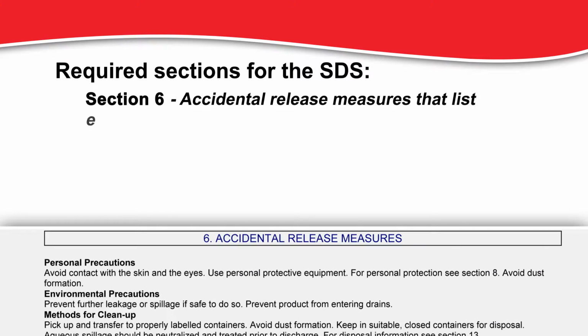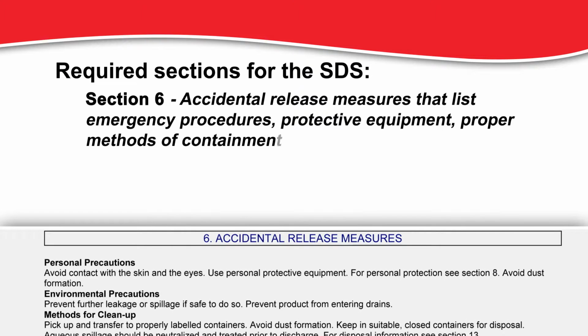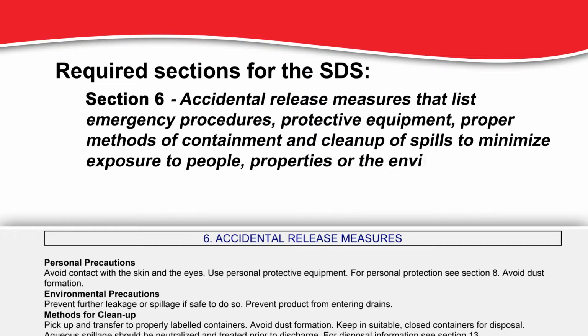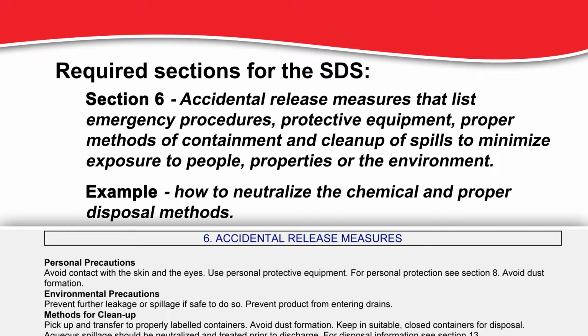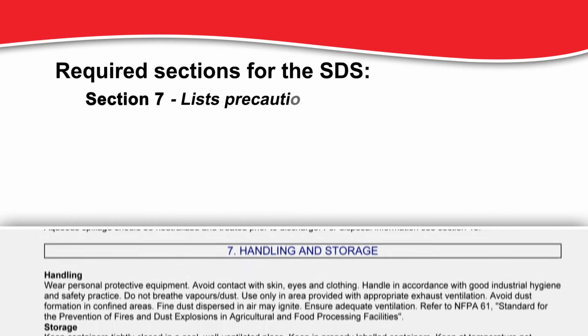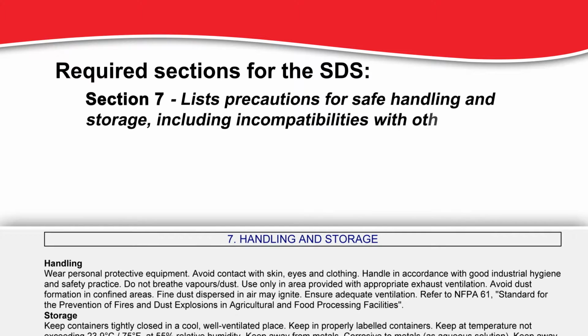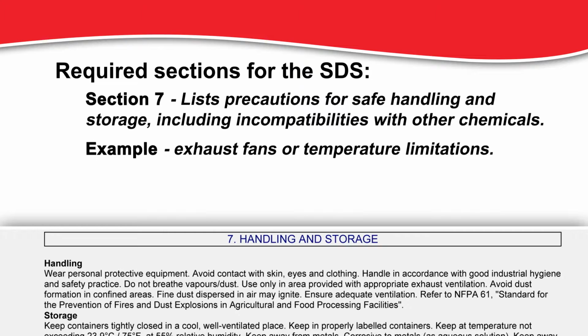Section 6. Accidental release measures that list emergency procedures, protective equipment, proper methods of containment, and cleanup of spills to minimize exposure to people, properties, or the environment. Example: how to neutralize the chemical and proper disposal methods. Section 7 lists precautions for safe handling and storage, including incompatibilities with other chemicals. Example: exhaust fans or temperature limitations.